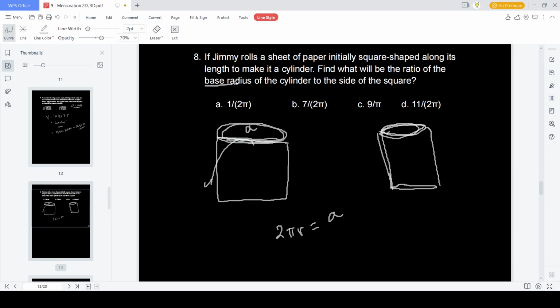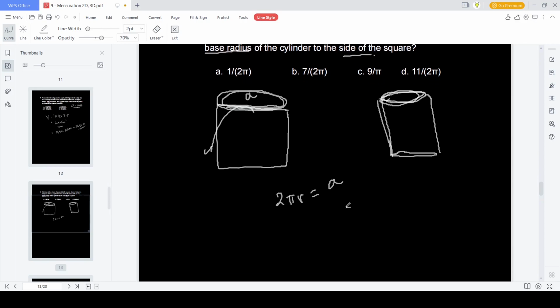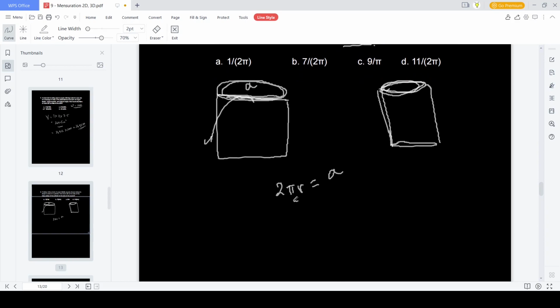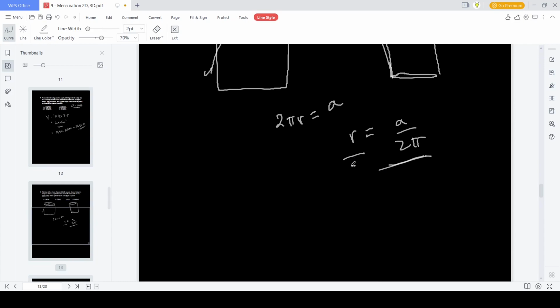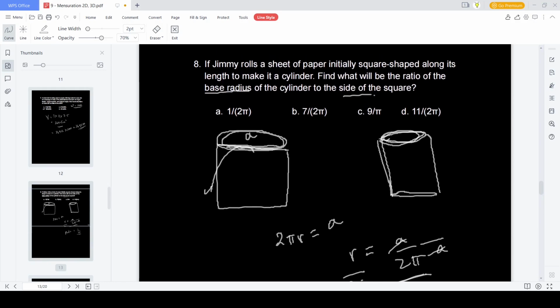They're asking base radius to the side of the square. So base radius, let's call it r. R will come as a by 2 pi from here. So you need to find out the base radius to the side of the square. That means you just divide this also by a. You will get the ratio that they're asking for as 1 by 2 pi. So 1 by 2 pi is the answer.